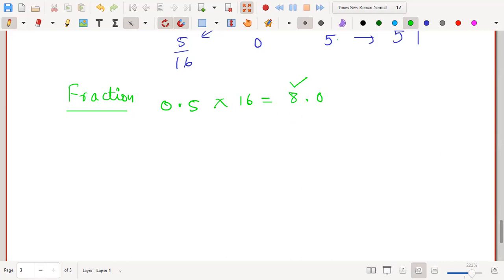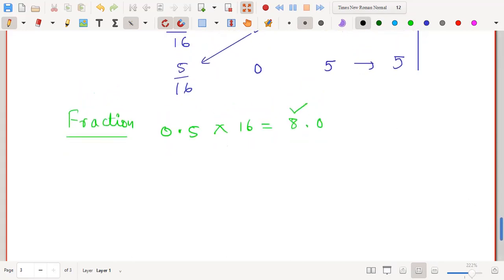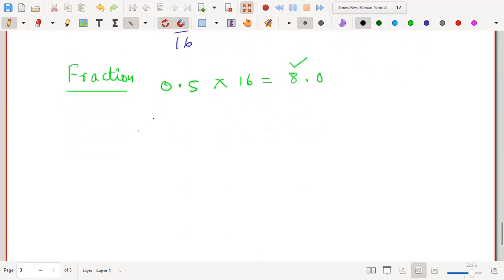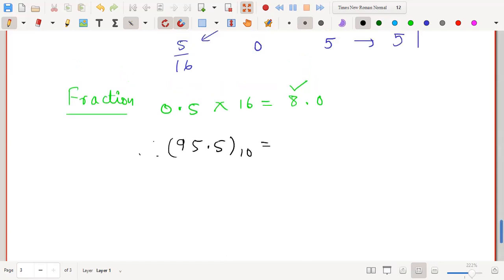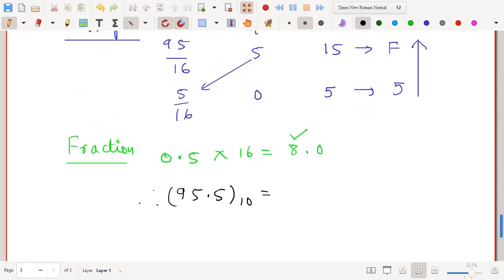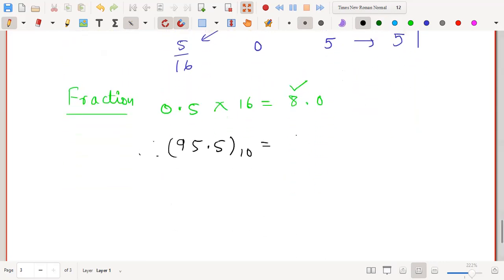So therefore, what was our number earlier? Our number was 95.5. So therefore, 95.5 in decimal is equal to, now the equivalent of 95 I have shown you here, 5F.8. So this would be nothing but 5F.8 to the base 16. This is how you are going to do the conversion.